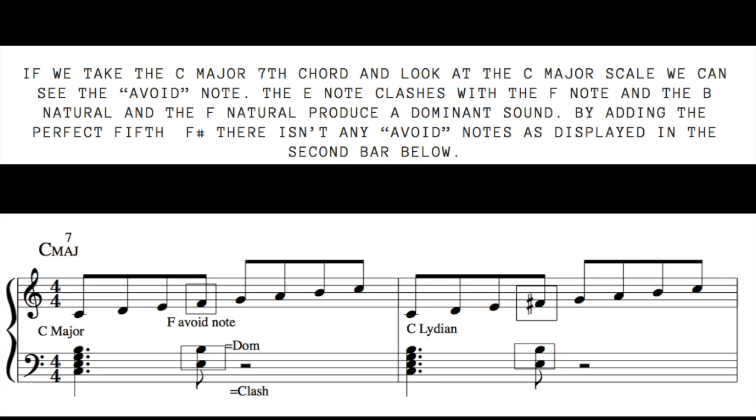If we take the C major seventh chord and look at the C major scale, we can see the avoid note, the F natural. The E note clashes with the F note, and the B natural and the F natural produce a dominant sound. By adding the perfect fifth, or raising the fourth to the F sharp, there aren't any avoid notes, as displayed in the diagram below.